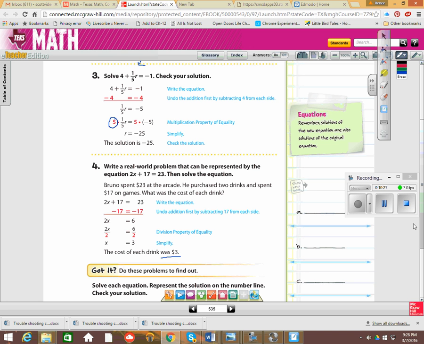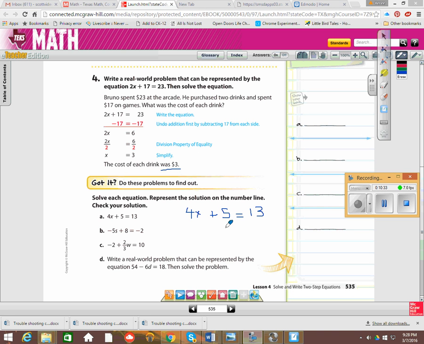Now let's try to guide it and see if we can do that. You have 4x plus 5 equals 13. What's our first step? You're right, we're going to minus 5 on both sides. So now we're going to zero that out, and we have now 4x equals what? If you subtract 5 from 13, what do you get? 8, right? So now we have to get the x by itself, so we're going to divide by 4. So did you get x is 2 for a?